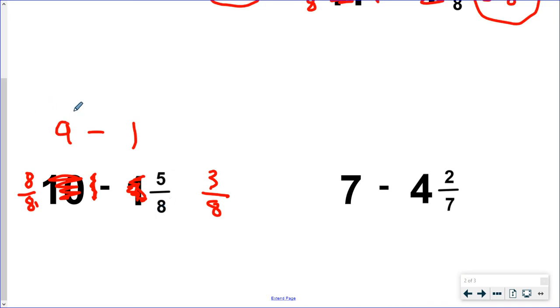And now I'm going to go back to subtract the whole numbers. 9 minus 1 is actually 8 as well. So I'll go ahead and put the 8 in front there. So that means my final answer is going to be 8 3/8.